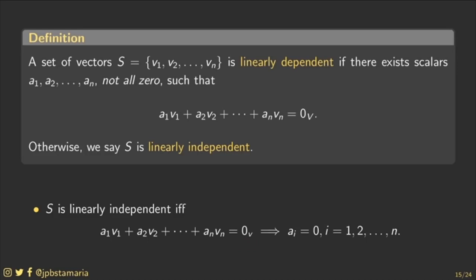The proper way to prove that a given set is independent is to start by assuming that this equation holds. Eventually, you have to force, or you have to imply, that the scalars a1, a2 up to an are all 0. In other words, the scalars being 0 should be an implication, not an assumption. So let me clarify that.